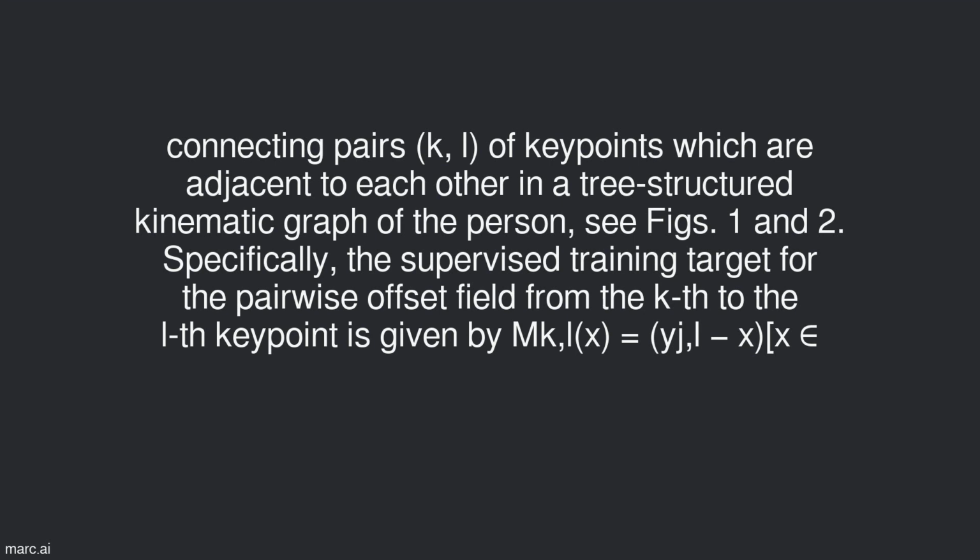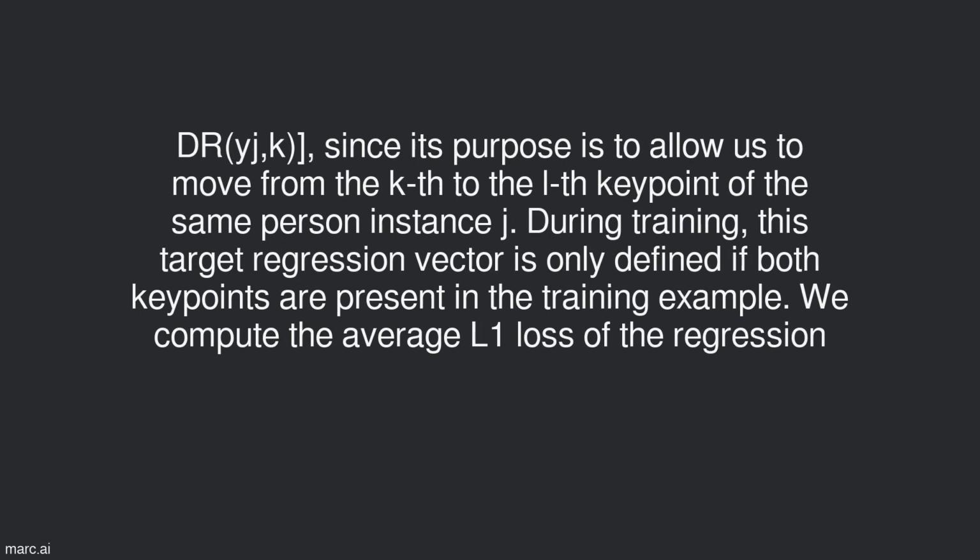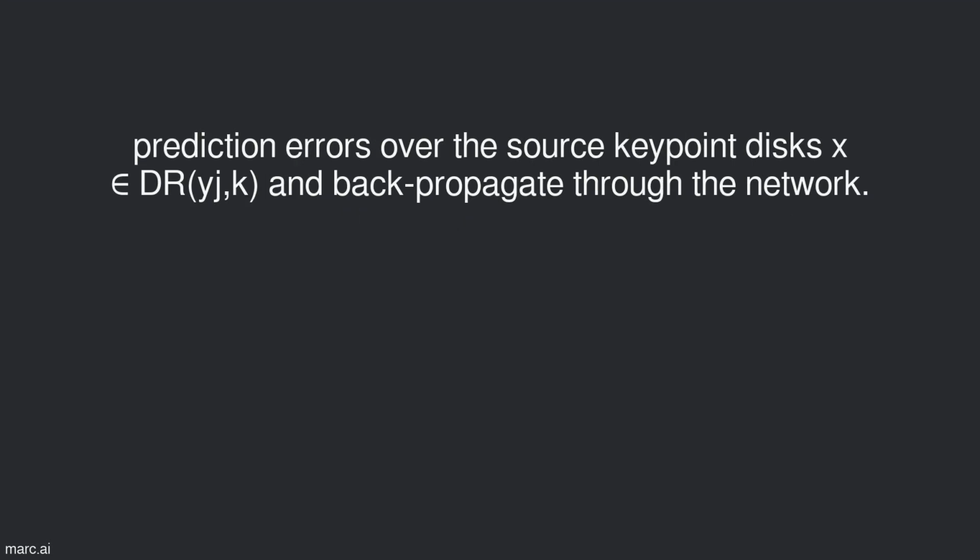Specifically, the supervised training target for the pairwise offset field from the kth to the lth keypoint is given by M_{k,l}(x) = y_{j,l} - x, x ∈ D_r(y_{j,k}), since its purpose is to allow us to move from the kth to the lth keypoint of the same person instance j. During training, this target regression vector is only defined if both keypoints are present in the training example. We compute the average L1 loss of the regression prediction errors over the source keypoint disk's x ∈ D_r(y_{j,k}) and backpropagate through the network.